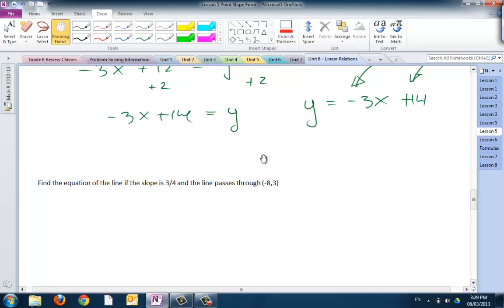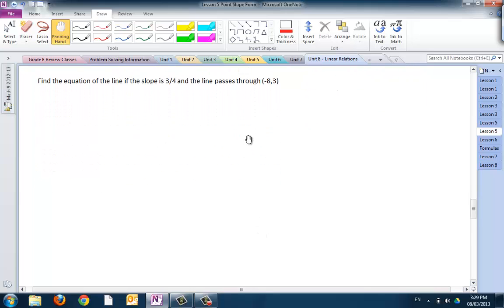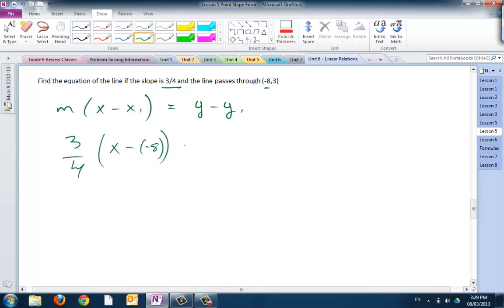Okay, so I'm just going to do one more example of that so we can see it. Remember the formula is m. I'm going to do it in this form now without the x2, x1: y minus y1. I put the slope of 3/4 in there, and I go x minus, so for my x value I've got a -8, and that's equal to y minus 3.